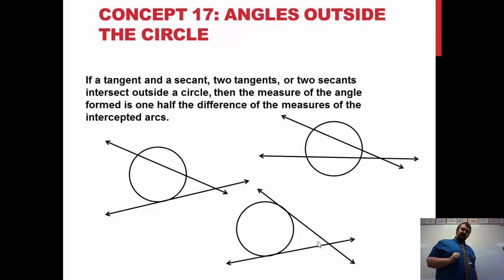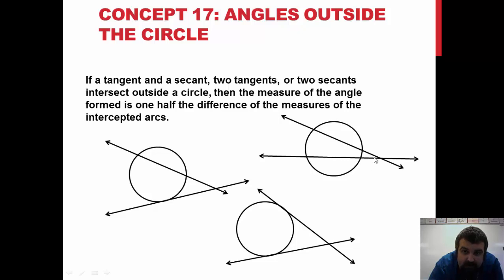So what I do for each of these is I add the arcs that it crosses. So for instance, in this left one here, this arc on the left and this arc right here on the right, I would subtract them from each other, the big arc minus the small arc. I would divide by 2. That would be the measure of that angle right there. For this circle here, this measure of this arc, I would subtract this arc from it. So this arc minus this arc, divide that measurement by 2, and I get this angle right there.